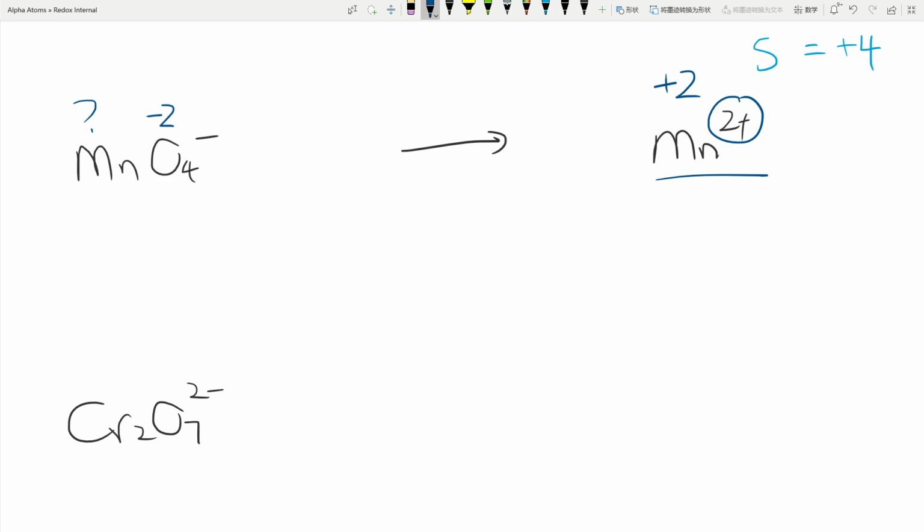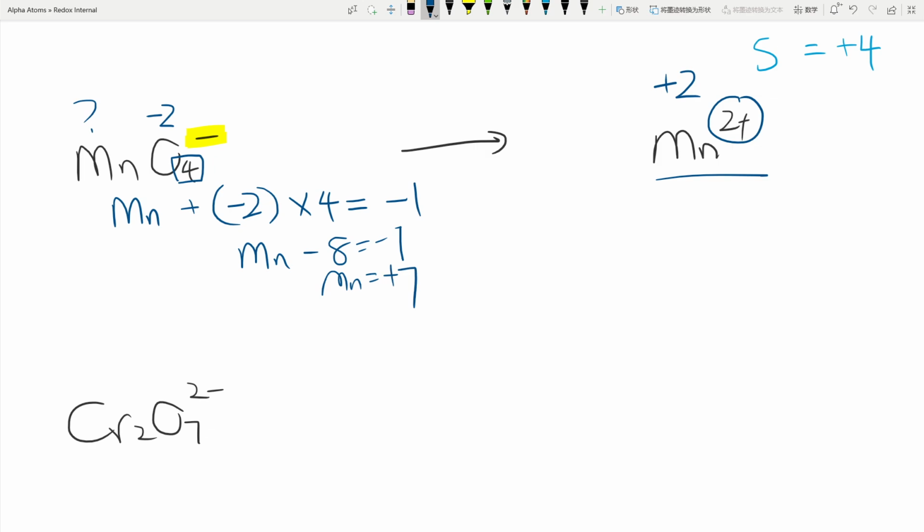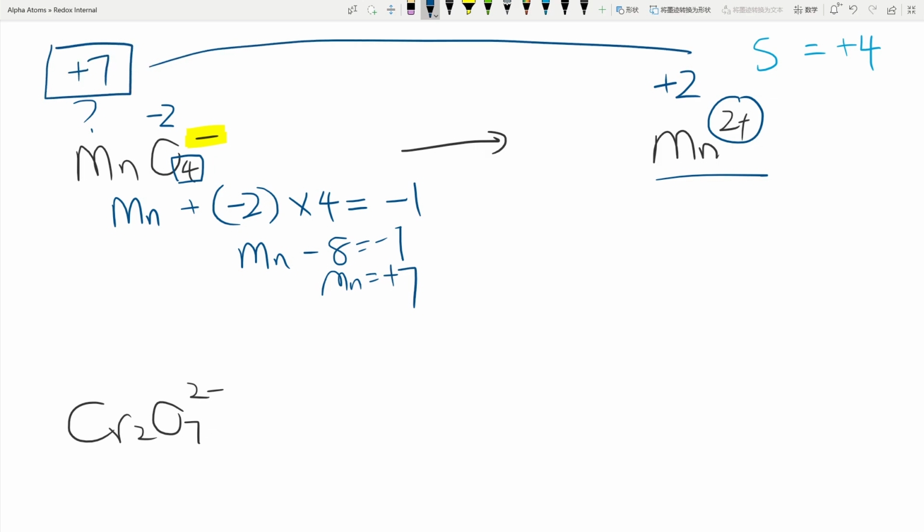So let's go through this. So the Mn, I don't know the oxidation number. I know each oxygen is -2. There are 4 oxygens in there, so that's -2 times 4. And what does that equal? That equals the top right hand side corner, which is -1. So this whole thing combined together is -1. So as you can see, Mn minus 8 equals -1. Therefore, Mn must be +7. So this is +7. So you are going from +7 to +2.